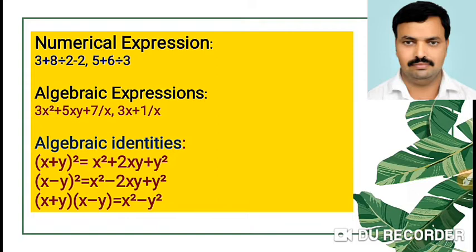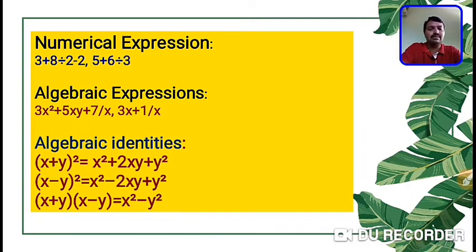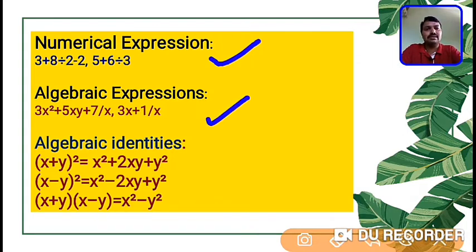So in 5th, 6th class you studied numerical expressions. So what are numerical expressions? Where numbers are connected with plus, minus, multiply and divide. For example, we have 3 plus 8 divided by 2 minus 2. It is a numerical expression. Then next is algebraic expressions, where variables, these are your alphabets, are connected with numbers with plus, minus, multiply and divide are called algebraic expressions.